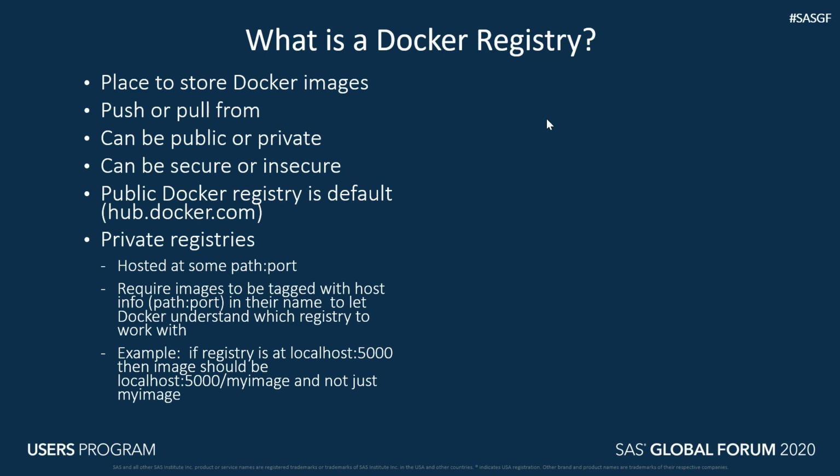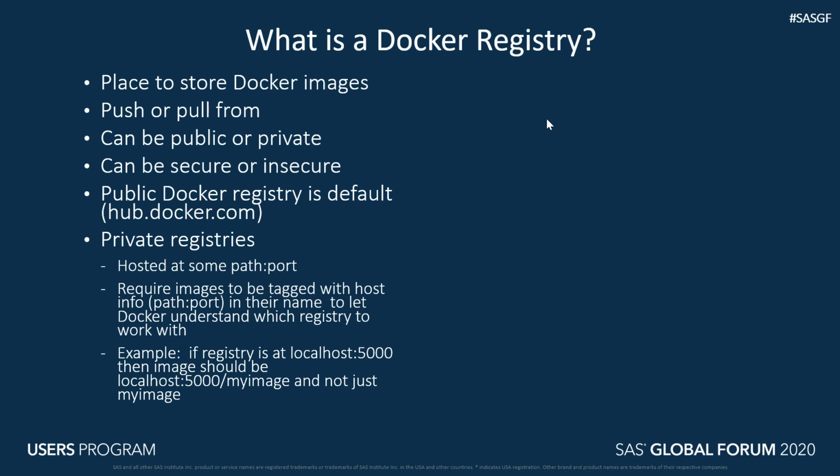It can be public or it can be private. The public one is out there as Docker Hub, and then you can have private ones inside of an enterprise, inside of a company, for example. It can also be secure or insecure, meaning that it can require authentication to get into, or it can be unauthenticated, insecure, open. The public Docker registry is the default one, hub.docker.com, which has a lot of the images that have been around for a long time, with people contributing to them and so forth.